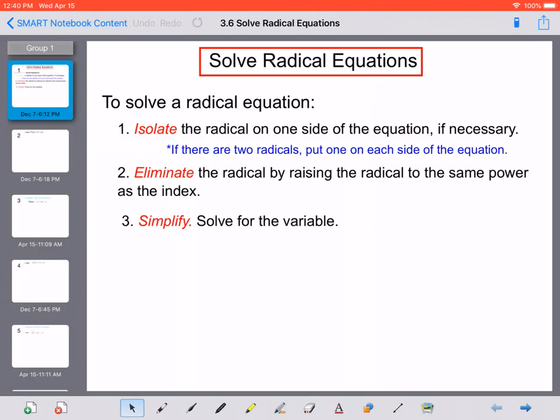Step 2, eliminate the radical by raising the radical to the same power as the index. Now remember, if you raise one side to a power, you have to also raise the other side of the equation. Step 3, solve for the variable.